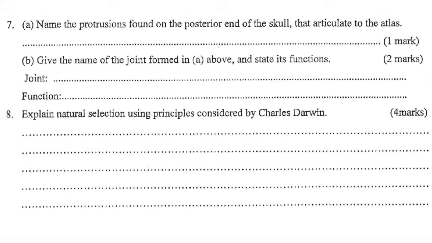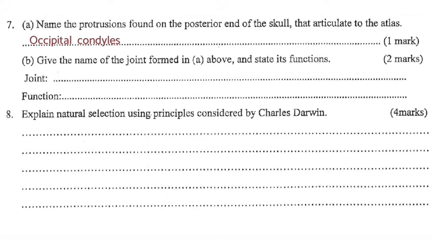Question number 7, part A. Name the protrusions found on the posterior end of the skull that articulate to the atlas. Okay, so the atlas is the first bone of the vertebral column. Now it articulates on the anterior end with the occipital condyles. So at the base of the skull, we are going to have these protrusions, rounded surfaces that are known as occipital condyles. These are going to articulate with the atlas.